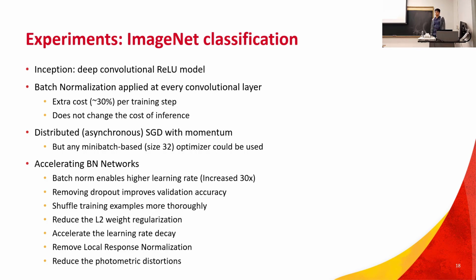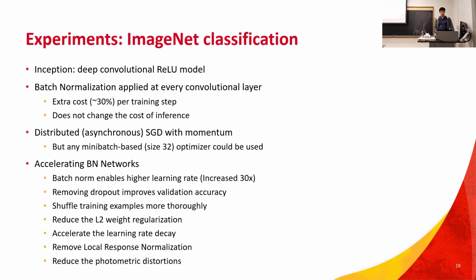And they suggested some methods to actually accelerate the batch normalization networks. First one is batch norm enables higher learning rates, and basically they increased it 30 times more than the learning rate of the original Inception, which I think was 0.0015. And the second point is that they are removing dropout, and that improves validation accuracy.